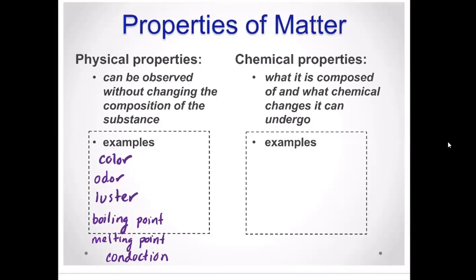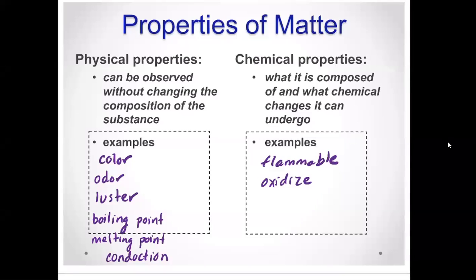Chemical properties, though, tell you what kind of chemical reactions it might undergo. So a chemical property might be something like, oh, that substance is flammable, that it can burn. Can it oxidize? So you might think of your bike rusting, that's an oxidation, reacting with oxygen.